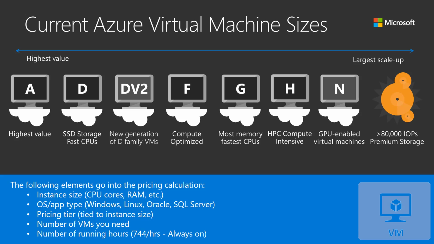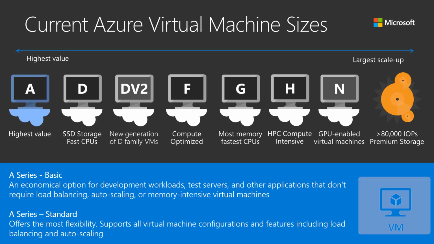Microsoft offers one of the largest selections of compute tiers on the market, each with differing capabilities reflected in the pricing model. In the following slides, we will discuss these capabilities in more detail. We begin with the basic tier in the A-Series family. These virtual machines offer an economical low-cost solution for testing and development purposes and are therefore not recommended for production workloads due to their throttled IOPS and inability to offer load balancing, auto-scaling, or memory-intensive configurations.